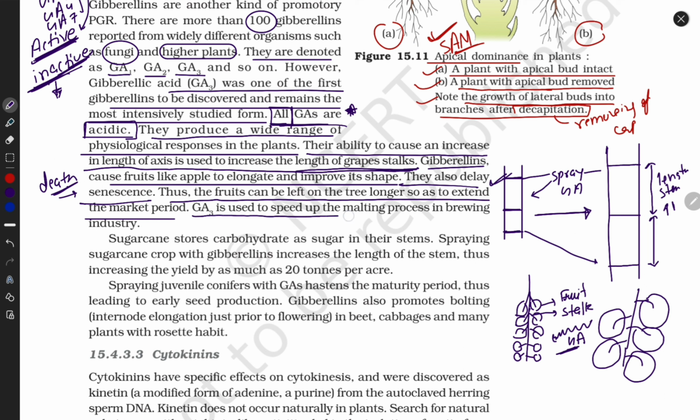GA3 is used to speed up the malting process in the brewing industry. Malting process, what is the malting process? Drying the seeds.